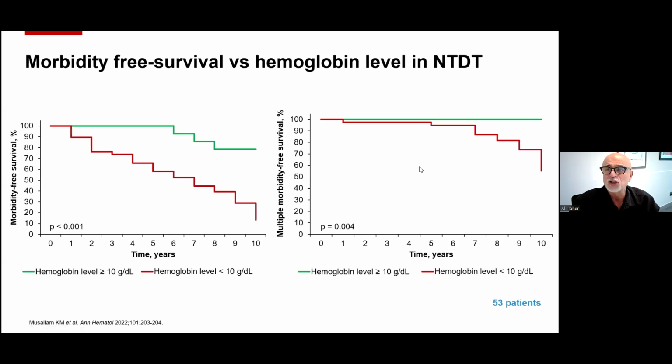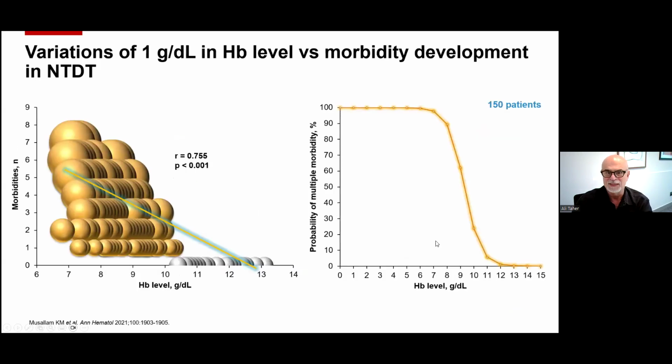But we have clearly shown that in those patients, the higher the hemoglobin, the fewer morbidities they have. And if you look at the green versus the red color, you would see that those with a hemoglobin more than 10 have by far fewer morbidities and better survival than those with the hemoglobin less than 10. Not only a single morbidity, but multiple morbidities.